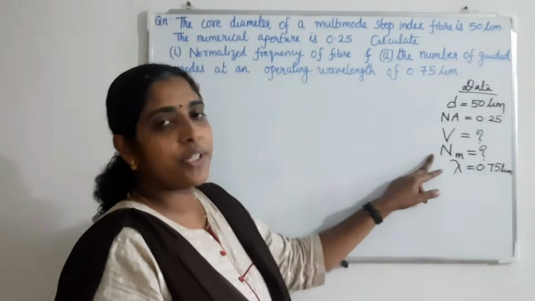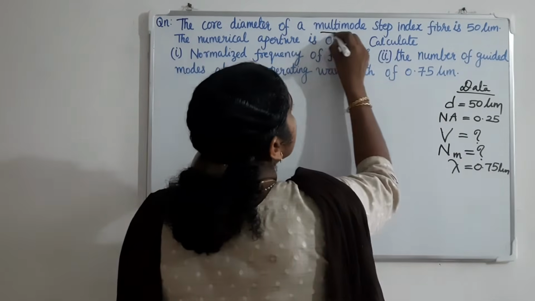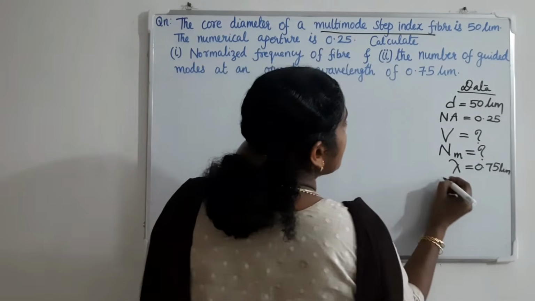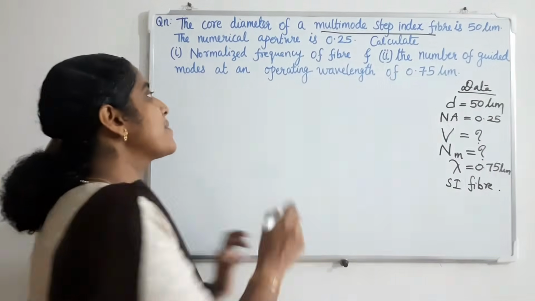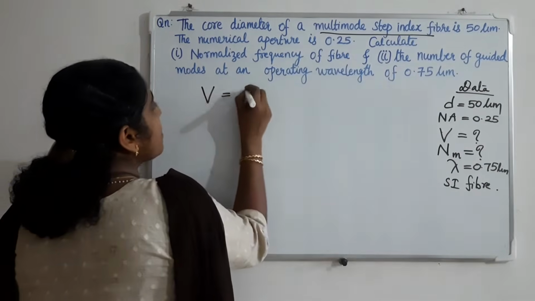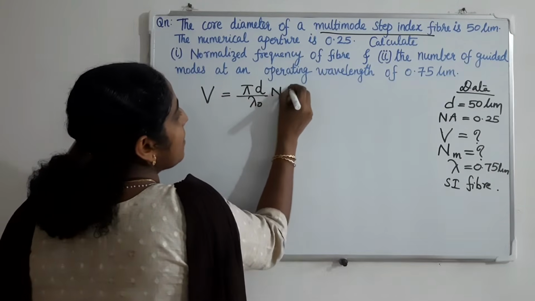We want to find out the number of modes possible for this multi-mode step index fiber. So, it is a step index fiber. Here we can find out the V number using the general expression V is equal to pi d by lambda 0 into numerical aperture.